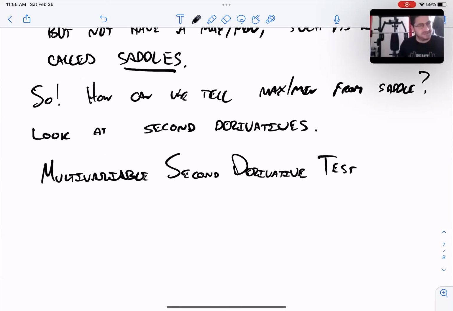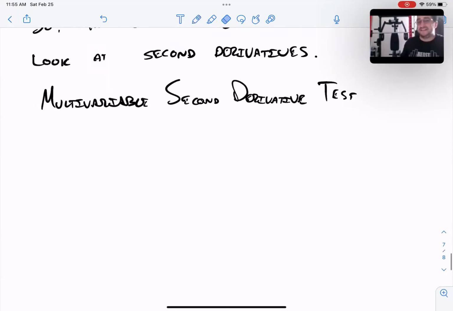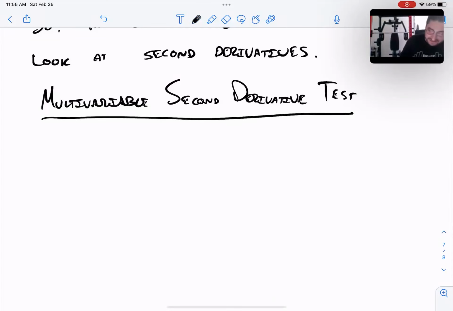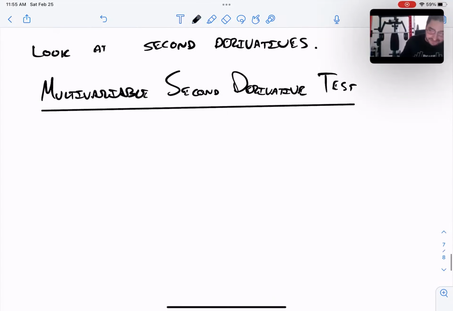It essentially boils down to completing the square in two variables and then seeing if the resulting surface looks like an upward facing parabola, a downward facing parabola, or a mix of both. It's basically completing the square over two variables, and it's kind of a mess algebraically. So I'm not going to show that, but I'm going to show how to apply it.